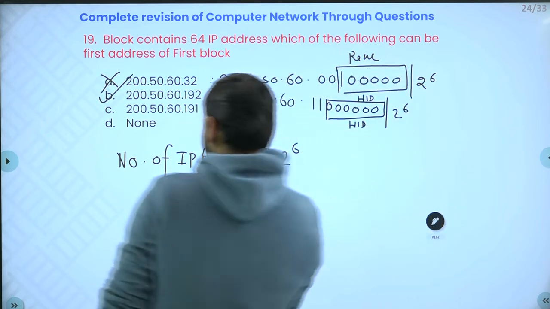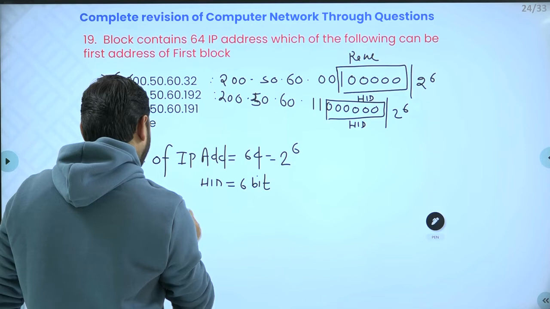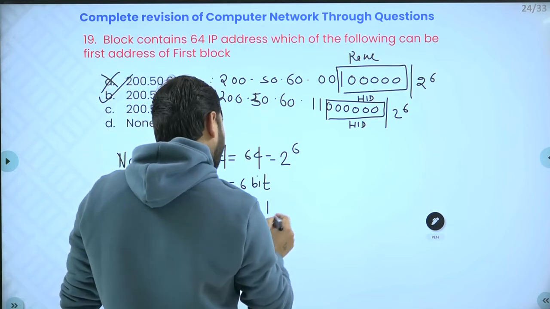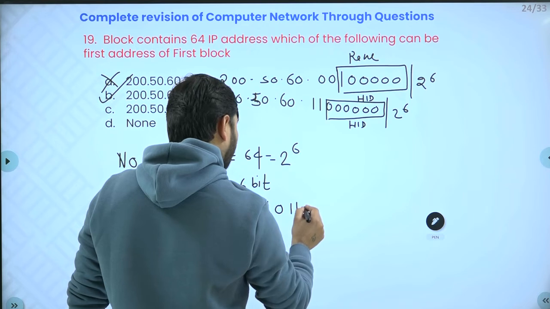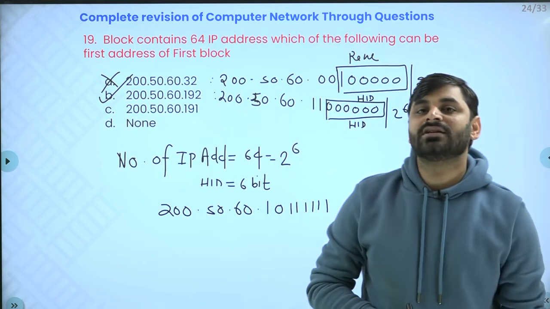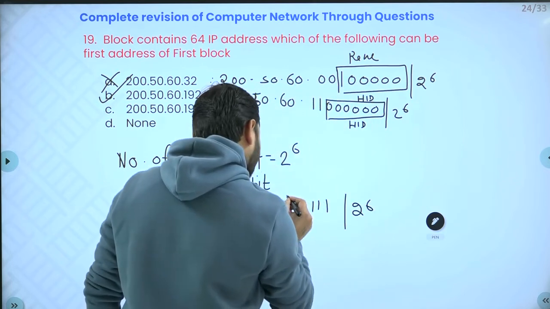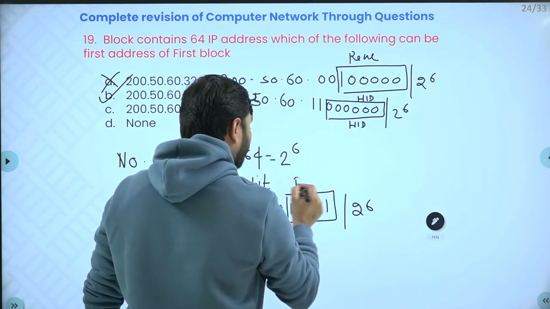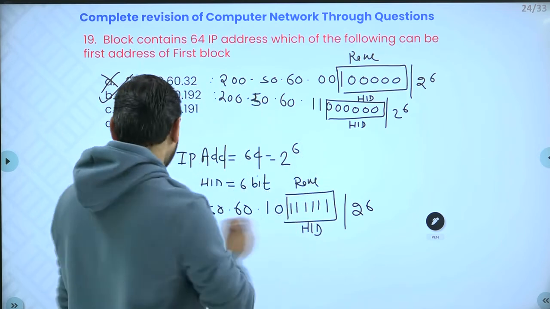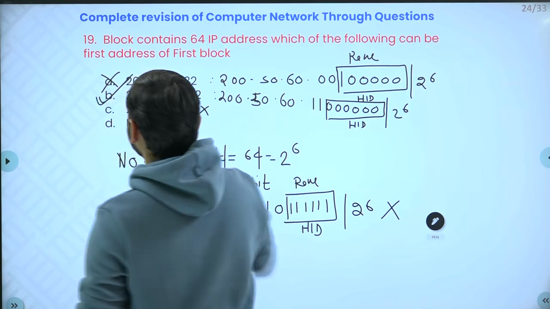191, if I say that this is 200.50.60.191, so this is 128, 64, 3, 4, 5, 6, 7, 8. 191 means 128 plus 63. So if I divide this number by 2 power 6, the last 6 bits represent the remainder or host ID, and we want all zeros in the host ID part. All zeros are not available. This cannot be the option. So the correct option for this question is only B.